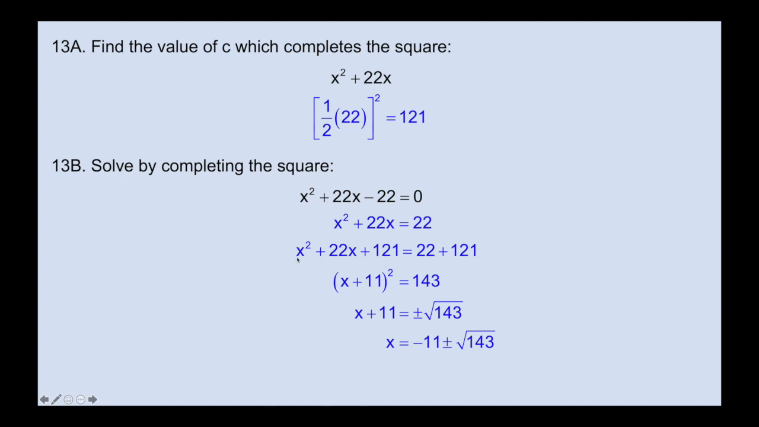Now I factor this, and this is going to factor to x plus 11 in parentheses squared. This side added up to give me 143. So now I'll take the square root of each side here. That gives me x plus 11 is equal to positive or negative root 143. Again, if I try to break that down, it's not going to break down any further. And my final step here is to subtract the 11 on each side, giving me negative 11 plus or minus the square root of 143.